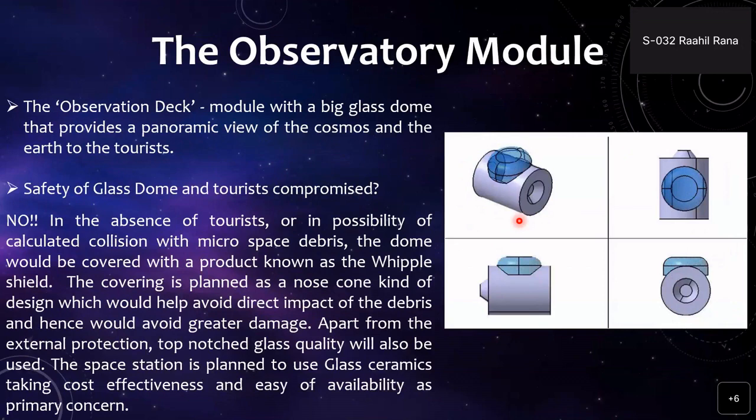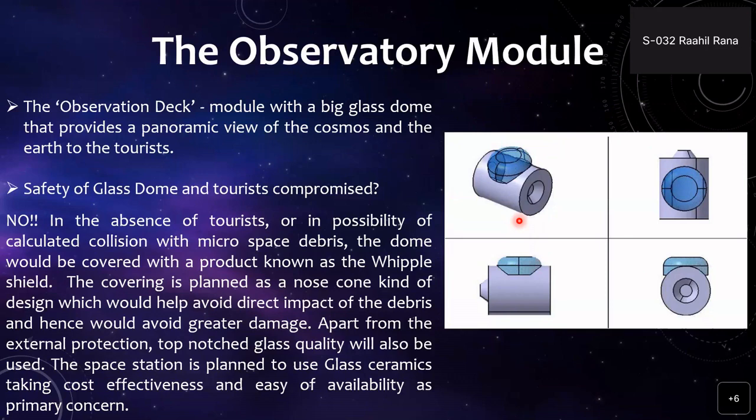One of the most important modules related to the tourism factor is the observatory module. This observatory module consists of a big glass dome. This big glass dome provides a panoramic view of the cosmos and the Earth to the tourists. We can also say that yes, glass is there, but glass poses a threat to the space station as well as the tourists. So how can we change it?